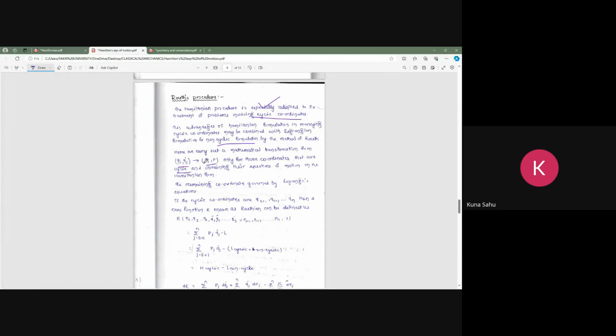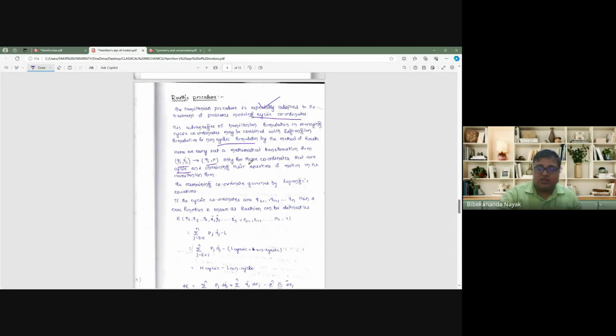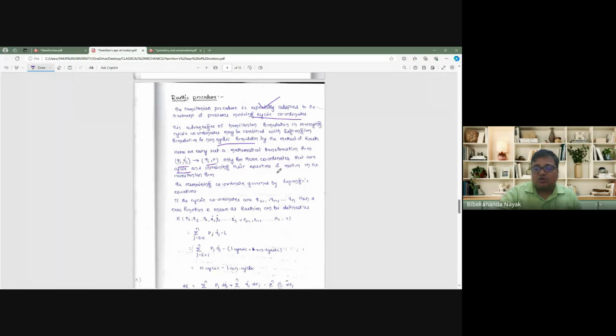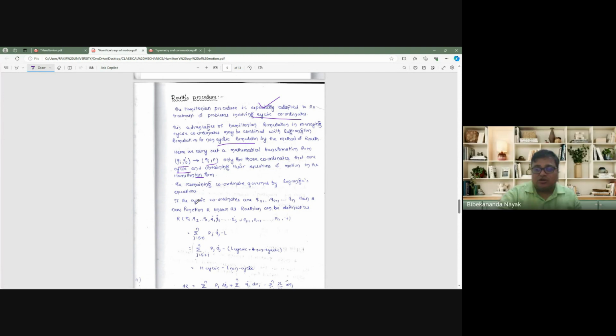So this is the Hamiltonian formulation. For the coordinates that are cyclic, we only convert qj dot to p and obtain their equation of motion in the Hamiltonian form. That means their p will be constant. The remaining coordinates are governed by the Lagrangian equation.